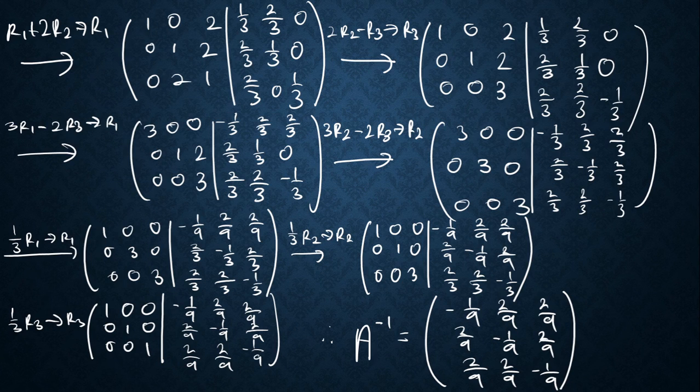What I did was just divide R1, R2, and R3 by 3 into the corresponding rows, respectively. So I just jump to the final answer, which is that we already have the identity matrix on the left side, and the right side is the inverse matrix. Hence, the inverse matrix of A is -1/9, 2/9, 2/9, 2/9, -1/9, 2/9, 2/9, 2/9, and -1/9.